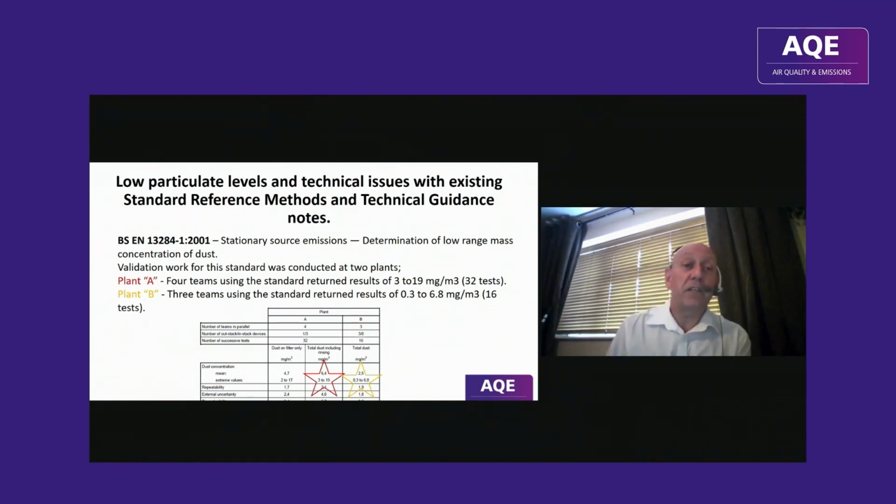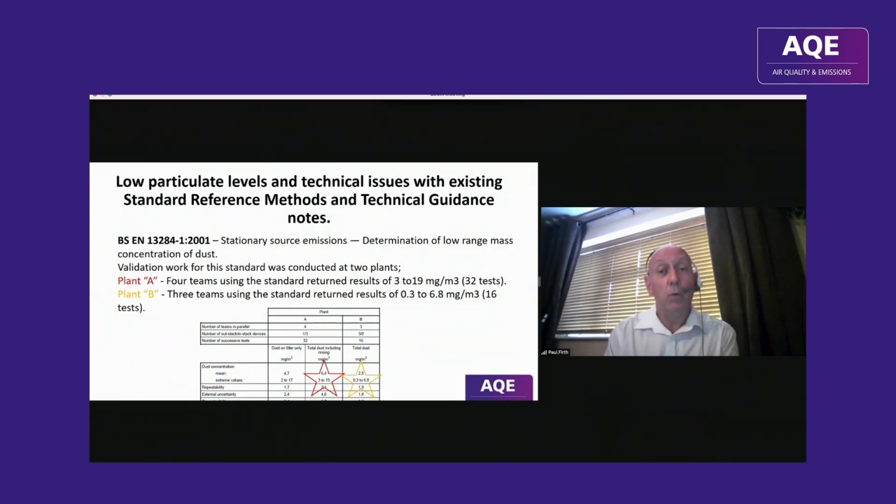Now, as it stands, and we've heard talk about validation work, the 13284 Part 1 standard was revised in 2017, but the validation work wasn't recompleted. It wasn't done again. So this is the only validation work we have for the total particulate matter, low particulate matter. Without question, these tests were typically 30 minutes, and if the test time was increased, it's recognised that the uncertainty and the variability would reduce.